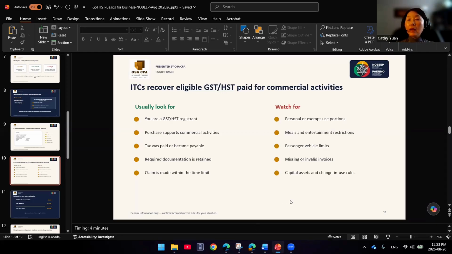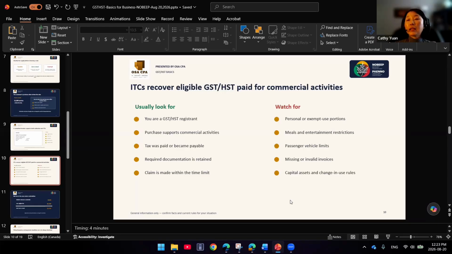Okay, and if it's personal or other, for example, meals. I have meals with my potential clients or customers. That meals only can claim 50%. That is not all. So there are some different rules on eligible GST/HST. We need to check before claiming. Otherwise, maybe CRA will ask why you claimed 100% on meals, on hotels, because that is not eligible.